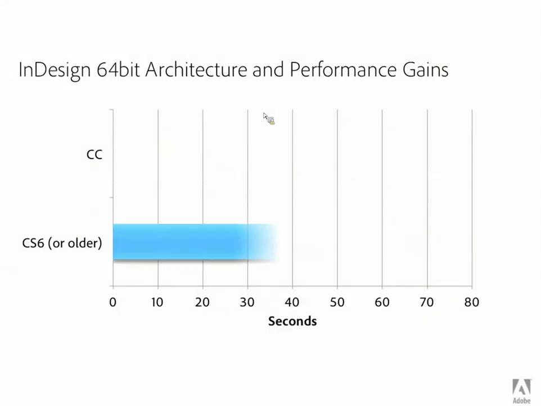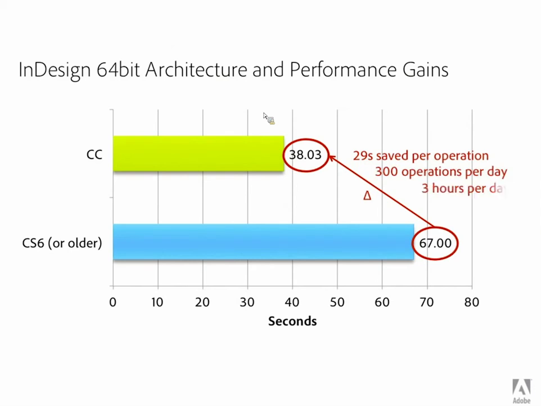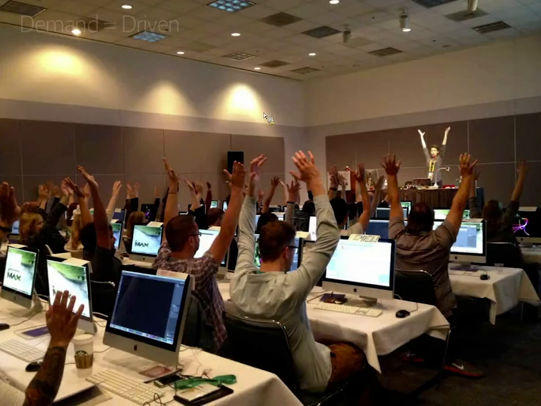And it's not so hard to take CS6, compare it to CC, and look at the delta just in the amount of time that an end user will save per operation when they are using a 64-bit update to InDesign in CC. They'll save 29 seconds a day, 300 operations a day. That turns into 40 days a year of saved productivity that they will have just by this one upgrade. And they become believers just by that.